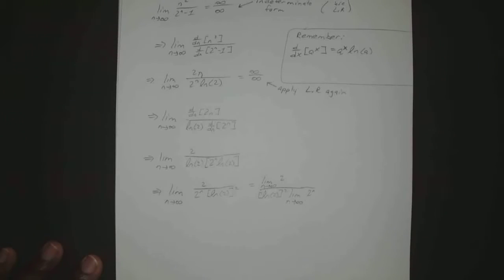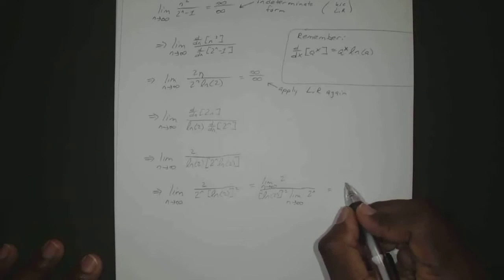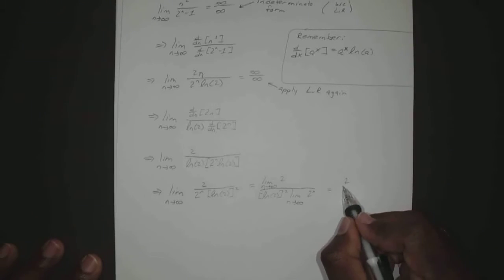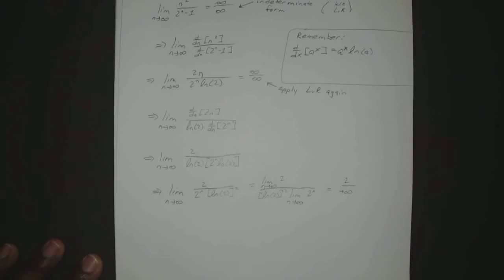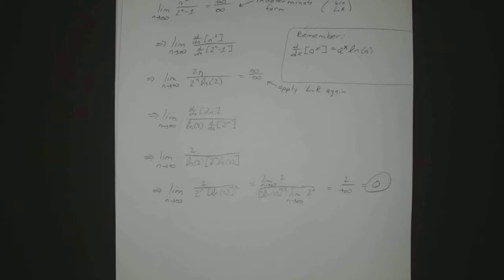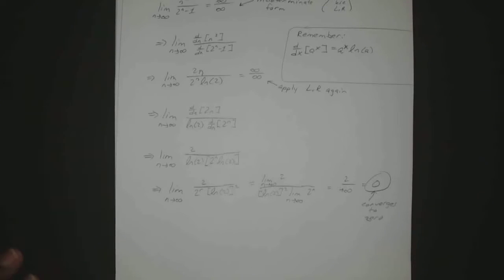So as n gets bigger and bigger, this gets closer and closer to infinity. The limit of a constant is just a constant. So you have 2 over the limit of a number that's getting bigger and bigger, so this is actually approaching infinity. Okay. So since you have a constant over a number that's getting bigger and bigger, that means you're getting closer and closer to zero. So this one converges to zero. Any questions on that one?